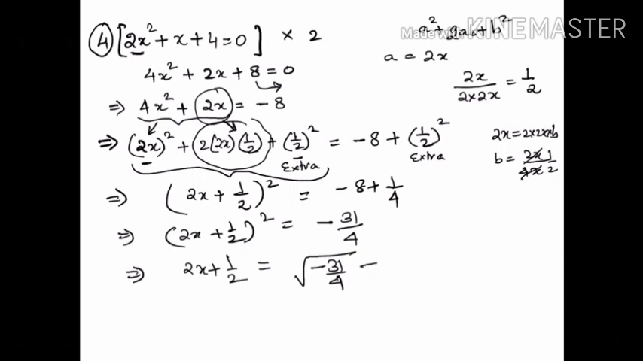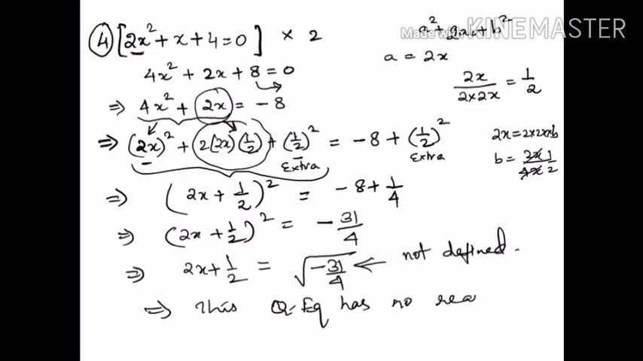Now square root of a negative number is not defined. So we cannot find the zeros of this particular quadratic equation. This implies that this quadratic equation has no real roots. Having said that, we stop the process of finding the zeros.